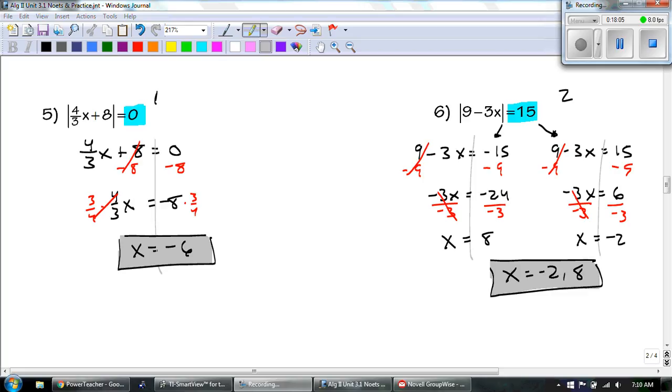Okay, and then when you're done, you get that x equals -6 for number 5. You subtract the 8, and then you multiply by the reciprocal. And for number 6, we get x equals 8 and x equals -2. And at the very end, I just made sure that those answers were in order from least to greatest. Okay? You need to watch your signs. But aside from that, all we're doing is solving. And we've been doing that for a while.